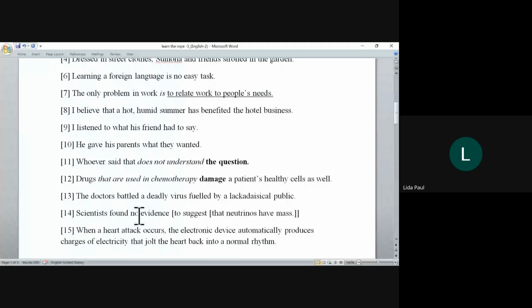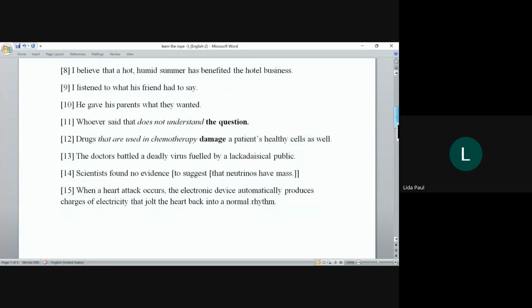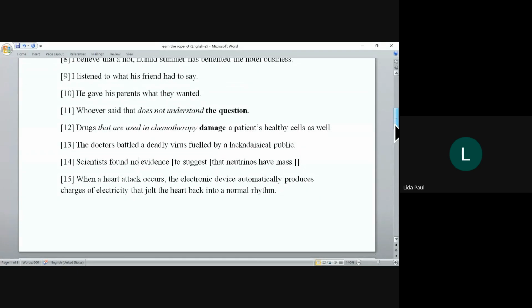Okay. Right. So 12th one, drugs that are used in chemotherapy damage patients' healthy cells as well. There are just four more questions. We'll finish this and close for today. This one is sort of done for you. You can maybe take a look at it. Drugs that are used in chemotherapy damage a patient's healthy cells. That are used in chemotherapy.